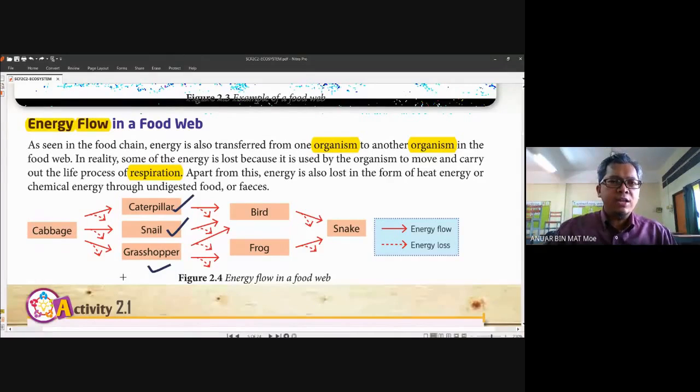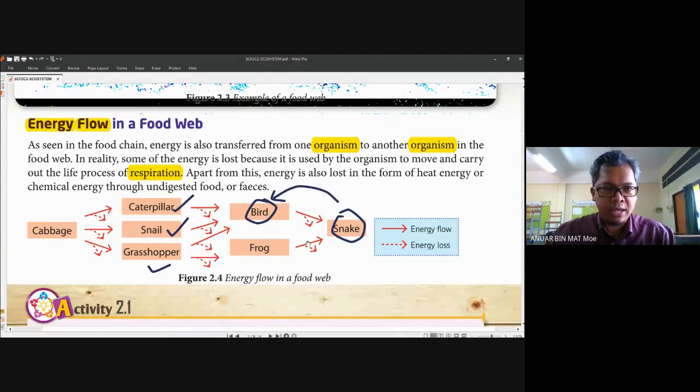And then what is what we call an energy flow? This is what we call an energy flow. Energy from the cabbage will go into the caterpillar, and then the energy inside the caterpillar will transfer to the birds, because birds eat the caterpillar in order to get the energy. And then inside the birds there is also energy, so it will be eaten by the snake, because the snake also needs energy from the birds.